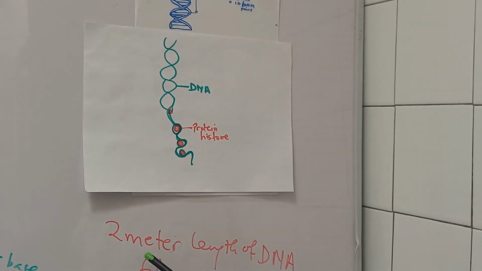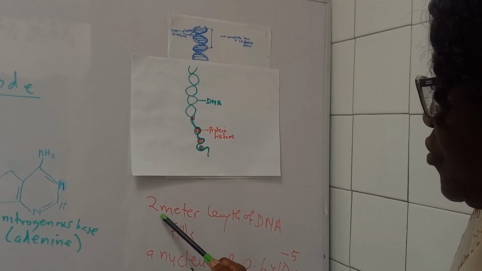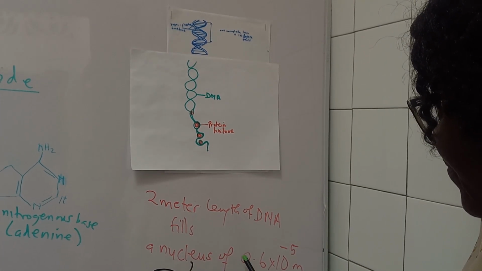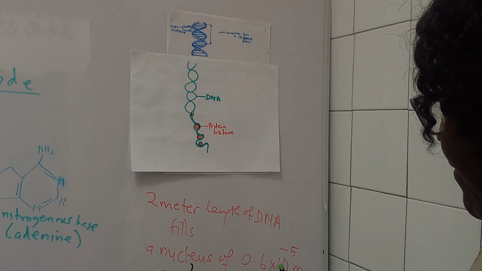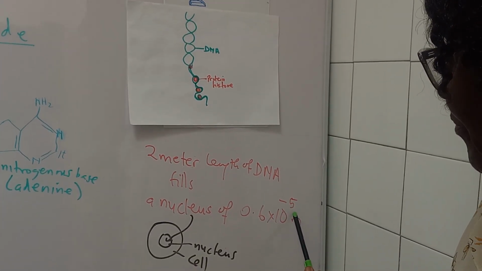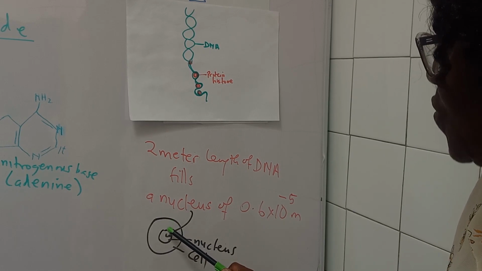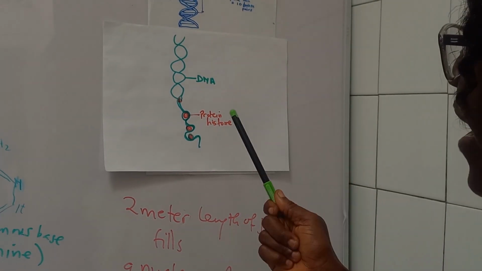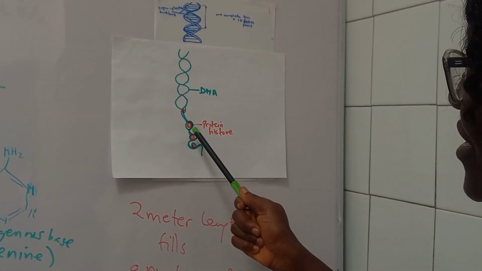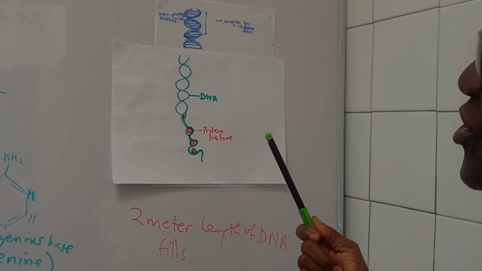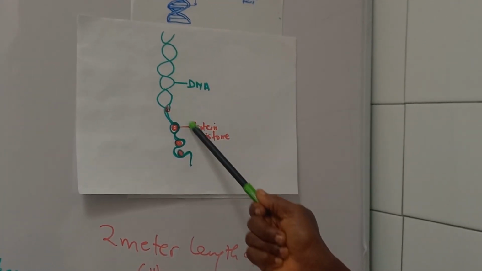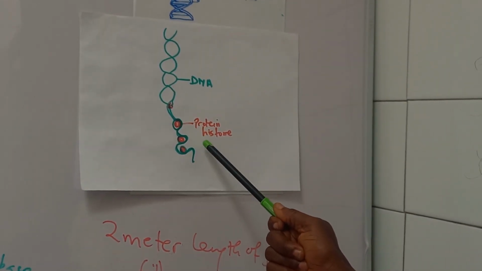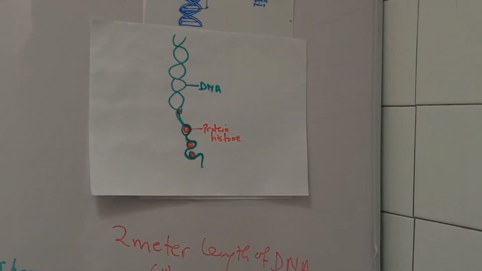So, like in human beings, eukaryotes, you have 2 meter length of DNA that fills a nucleus of 0.6 times 10 to the power minus 5 meter. So the nucleus is so small, and so the DNA is coiled, double helix, supercoil, and it uses histone protein to give it support. And all these have constant measures. There is a whole lesson on DNA packaging. Well, we'll end it here with the structure.